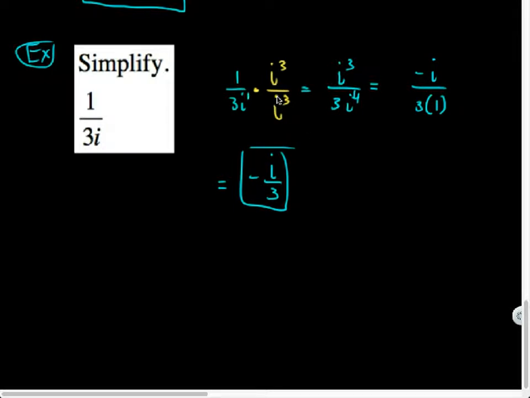I was multiplying this because I wanted the 3 and the 1 to add to 4. I happen to like i to the 4ths because they're equal to 1. You would have been fine if you multiplied by i over i. You just would have had a -1 in the denominator.